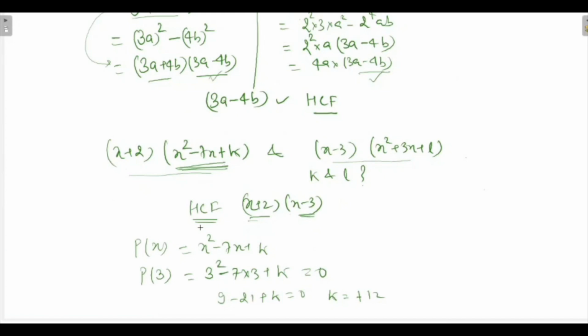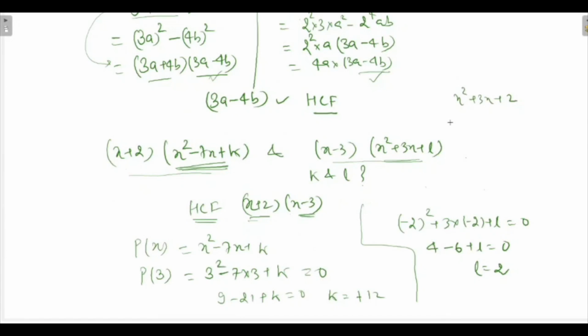And similarly, can you do the same reasoning over here and tell me what would be the value of L? Minus 2 square plus 3 into minus 2 plus L should be equal to 0. This should be equal to 4 minus 6 plus L equal to 0, or L should be equal to 2.